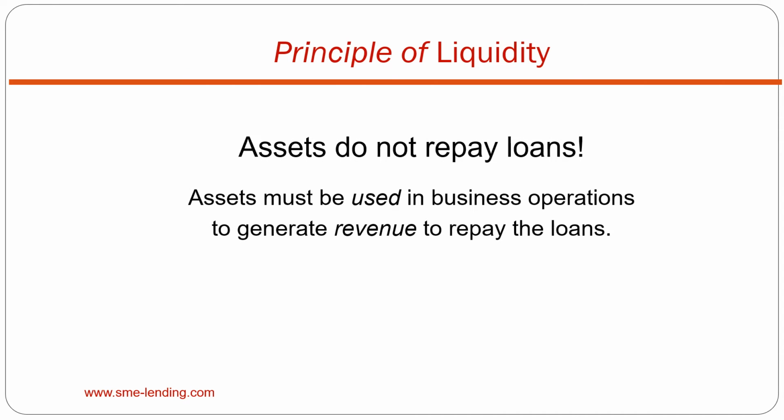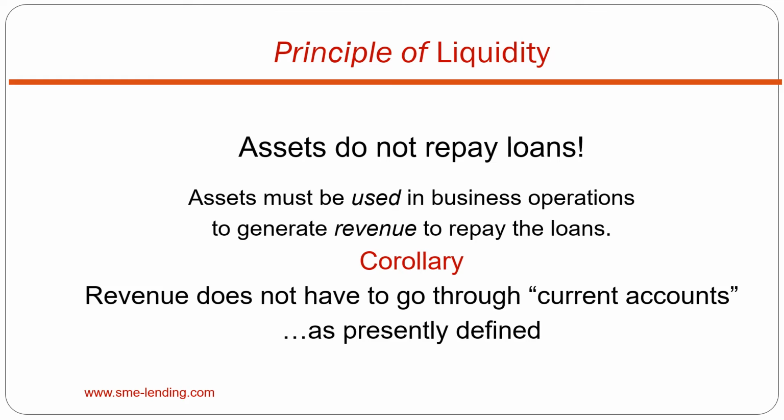And to be absolutely clear, I'll add this corollary. Revenue does not have to go through current accounts. Sam has no current assets, no inventory, no accounts receivable, nor does he need them. The revenue, the cash, comes directly from the use of his truck, a fixed asset.